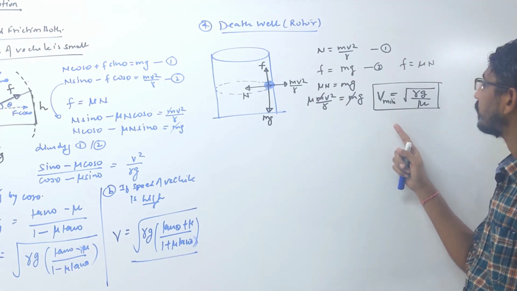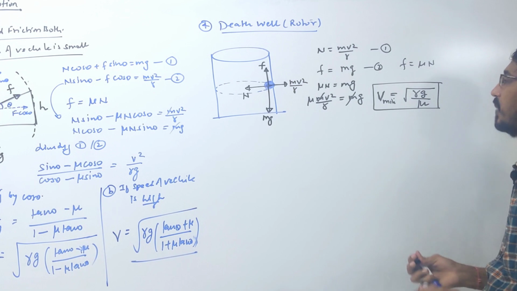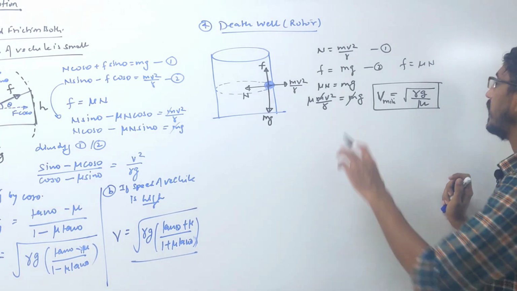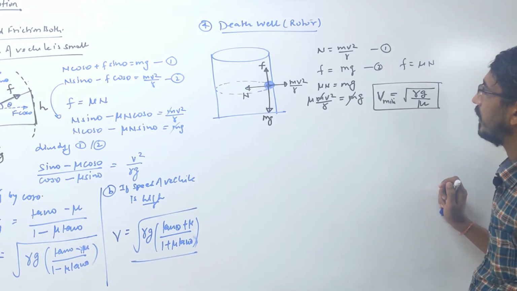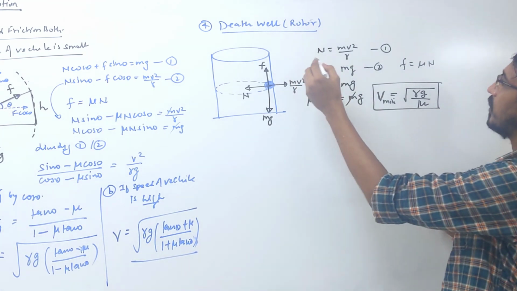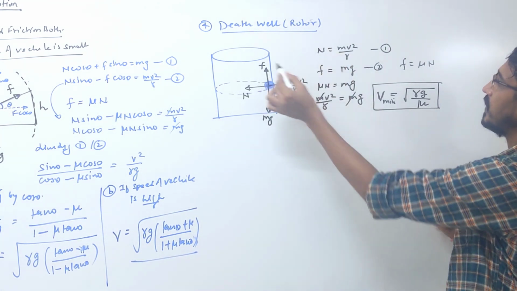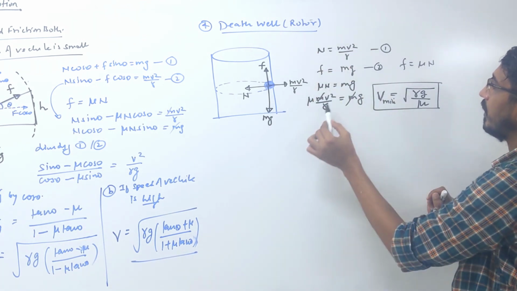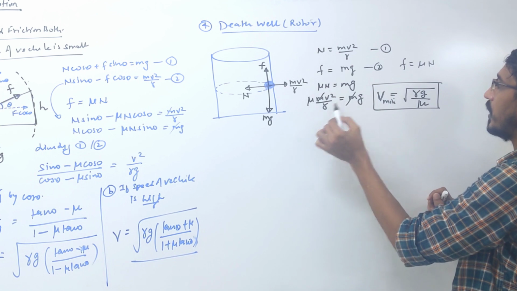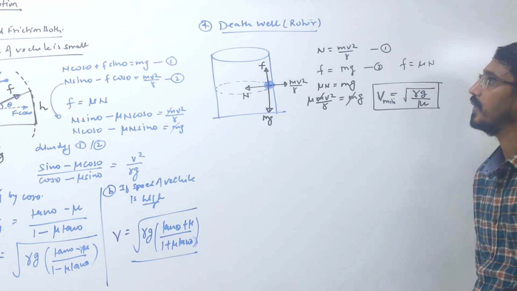So this is the death well case. They will ask you these things, what speed we need to travel, or if the speed is given, they will ask for the coefficient of friction, simply. I hope I did everything okay, so let me check it once more. N is mv square by r, F is equal to mg, and F is also mu into N, with N being mv square by r. m gets cancelled, so v square is rg by mu, correct.